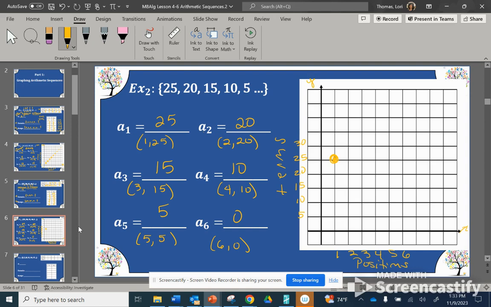So our second number is 20. Our third number is 15. And then the fourth one is 10. Our fifth one is 5. Our sixth one is 0. And we could keep going, but we will stop here. And we can see we have a negative rate of change, a negative common difference, and it is going down.